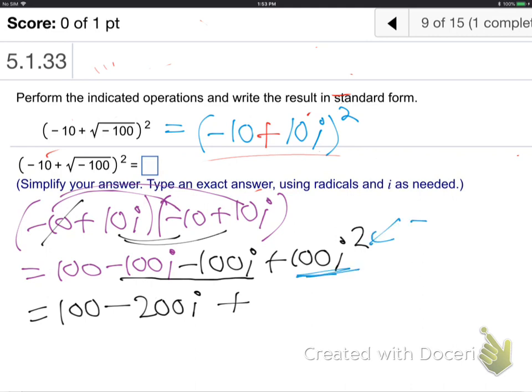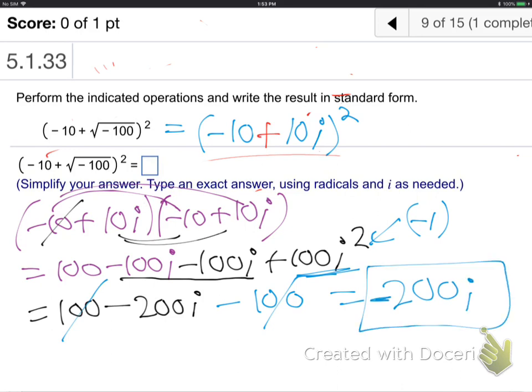What's i squared? Negative 1. So that'll become minus 100, won't it? You with me? Remember, we never leave i squared. We leave plain i, but we never leave i squared because that's a real life negative 1. Negative 1 times 100 is negative 100. And then these cancel. What's the answer? That negative is still on the 200. Negative 200i.